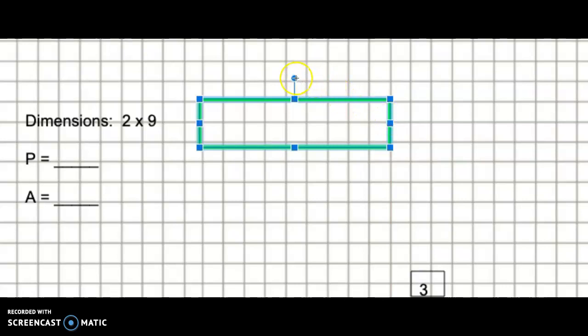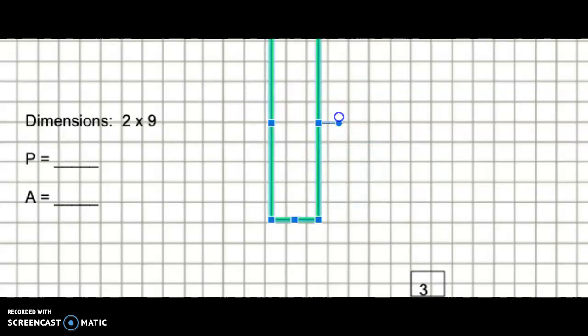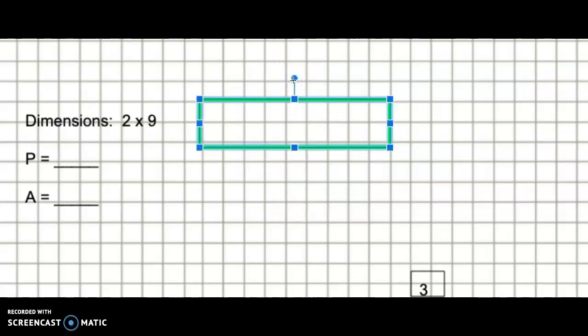Now you might say, Mrs. Smit, could I do a 2 by 9 in this direction? You certainly may. That would be fine to do it in that direction instead. I'm going to reorient mine.